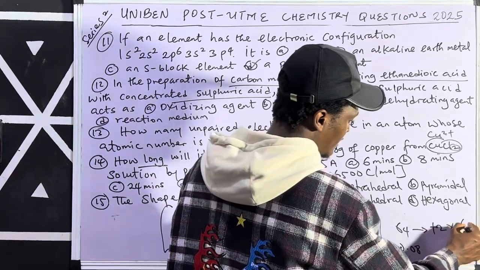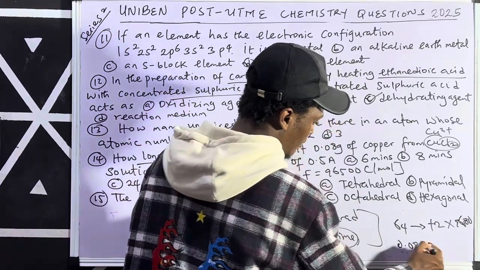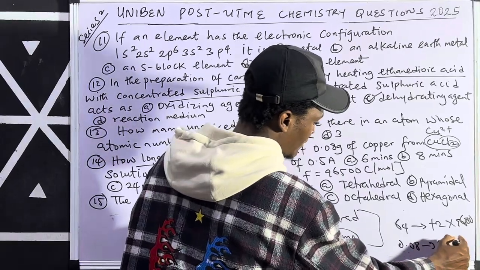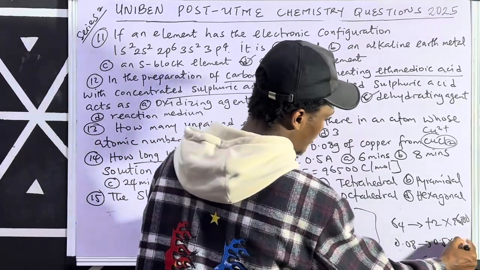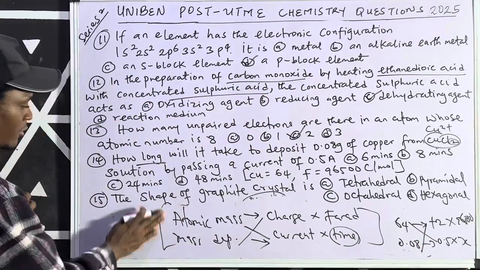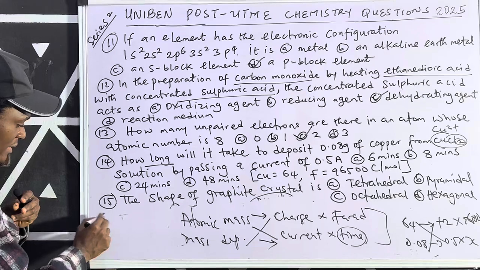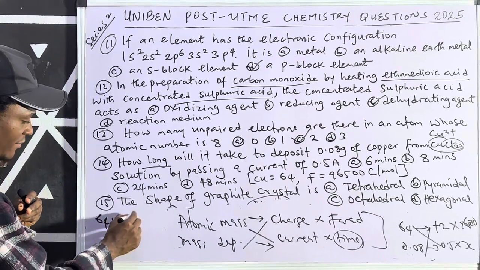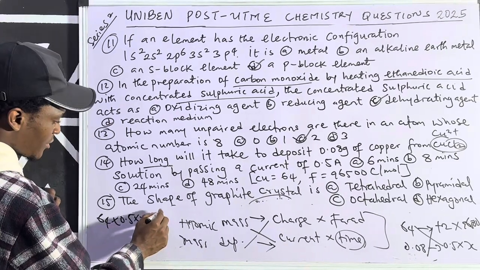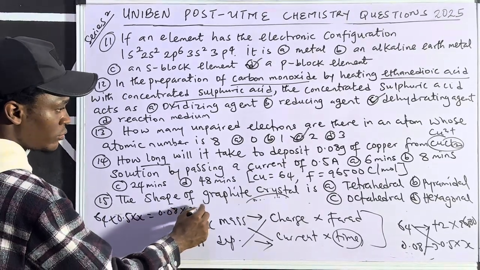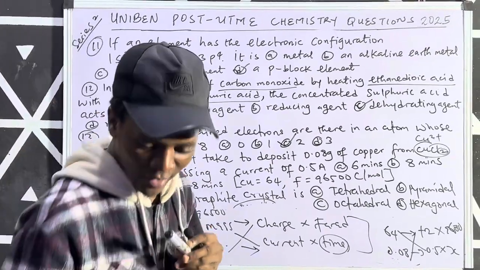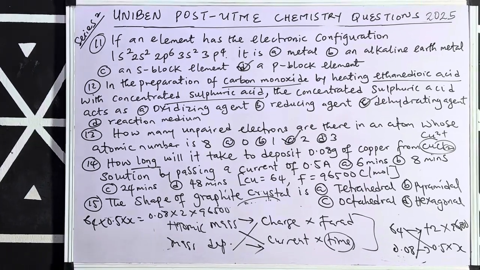Farad is 96500. Then what about our current? The current that was stated is 0.5. So 0.5 times what's the time? Unknown. That's what we are told to find. So what are you supposed to do? Just cross multiply here. Then it should give us 64 times 0.5 times x equal to 0.08 times 2 times 96500. So is that easy? With the help of our calculator, we can easily get our answer.